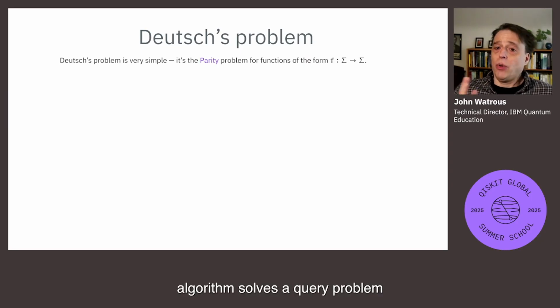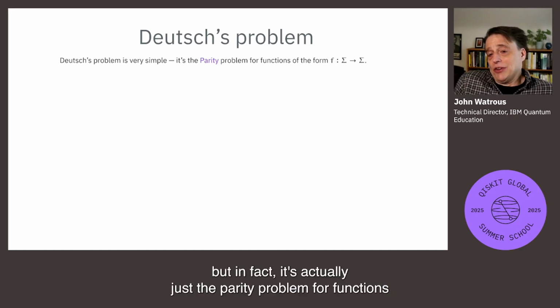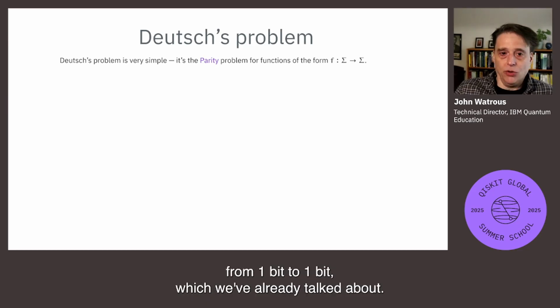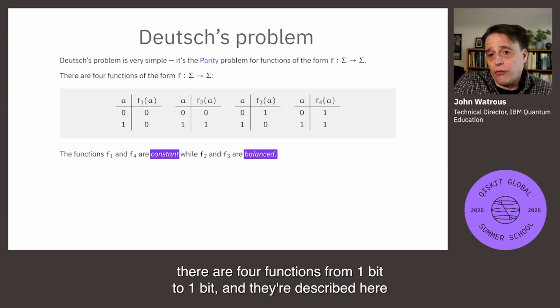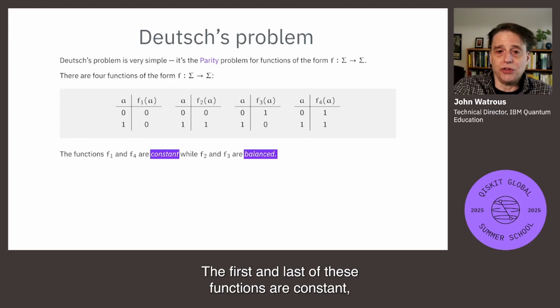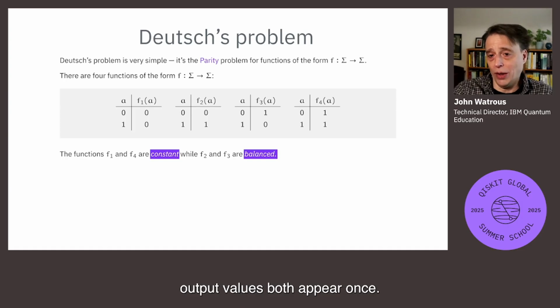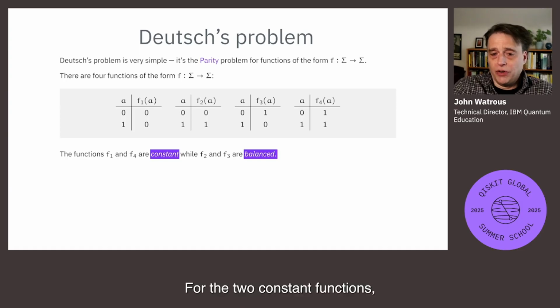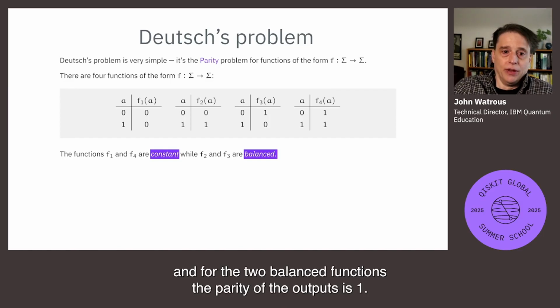Deutsch's algorithm solves a query problem that's often called Deutsch's problem in the context of quantum computing, but in fact, it's actually just a parity problem for functions from 1 bit to 1 bit, which we've already talked about. In greater detail, there are 4 functions from 1 bit to 1 bit, and they're described here on the slide by their tables of values. The first and last of these functions are constant, while the middle 2 are balanced, in the sense that the 2 possible output values both appear once. For the 2 constant functions, we see that the parity, or in other words, the exclusive OR of the 2 outputs, is 0, and for the 2 balanced functions, the parity of the outputs is 1.